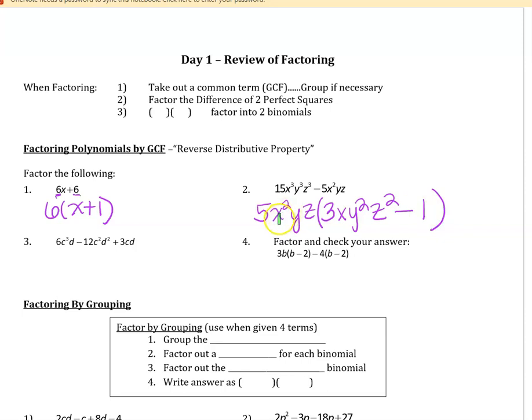If you multiply, again, you're multiplying variables with the same base, you would add the exponents. I see that x squared and x to the first would give me x cubed, y to the first, y squared gives me y cubed, z to the first, z squared gives me z cubed. Okay, moving on to example 3.